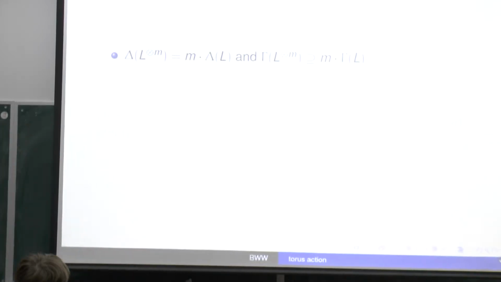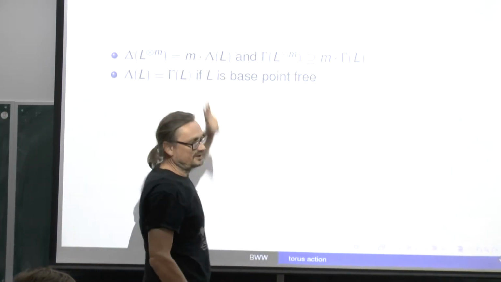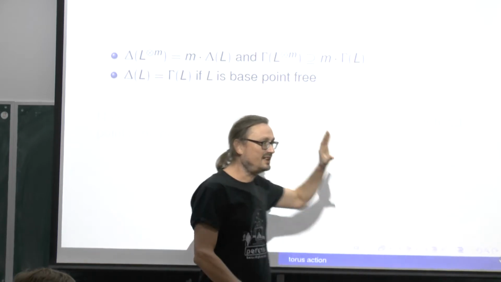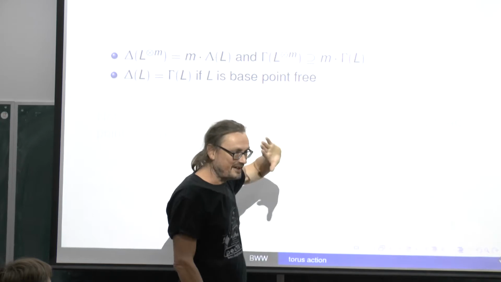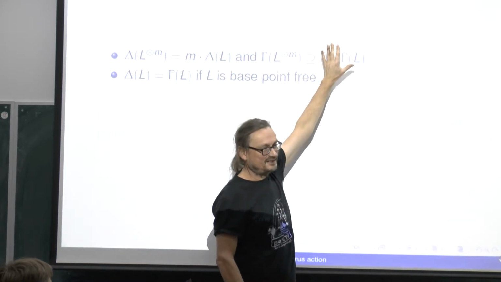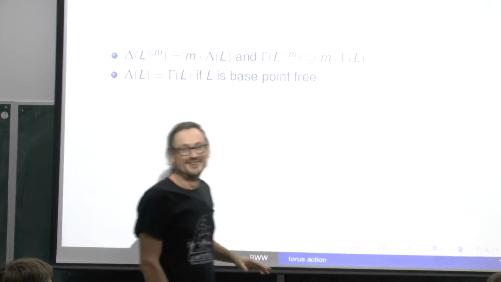Then the next observation is almost equally obvious. But it could be that delta of L is empty while delta of L... No. Delta is not empty because it has fixed points. So delta are fixed points and gammas are sections. So I agree that it may happen that this part is empty, okay? But still it's true, okay?